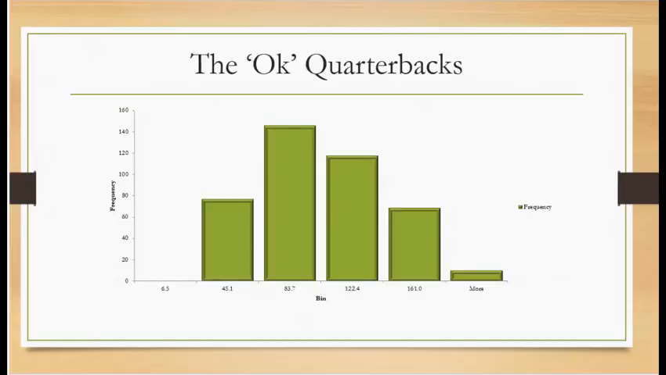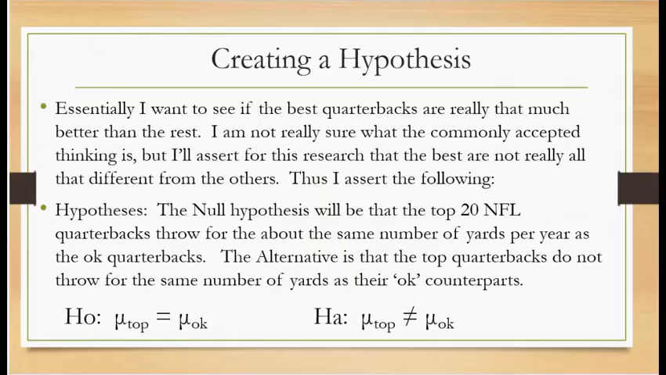So let's just take a look here. This is their histogram, the OK quarterbacks' histogram. So, you know, it looks pretty similar to the other one. But remember, my goal here was to create a hypothesis. I was trying to show you how to use this for your data. So essentially, I want to see if the best quarterbacks are really that much better than the rest. I'm not really sure what the commonly accepted thinking is, but I'll assert for the purposes of this research that the best quarterbacks are not really all that different from the others. Thus, I assert the following.